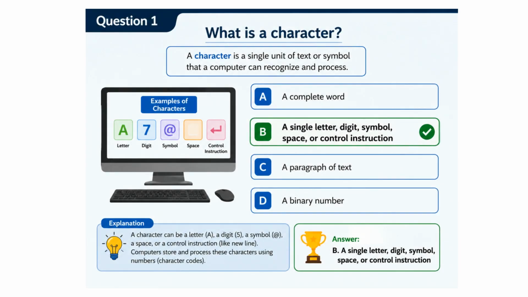What is a character? A character is a single unit of text or a symbol that a computer can recognize and process. A character can be a letter, like A, a digit, like 7, a symbol, such as @, a space, or even a control instruction, like a new line. So, the correct answer is B, a single letter, digit, symbol, space, or control instruction.